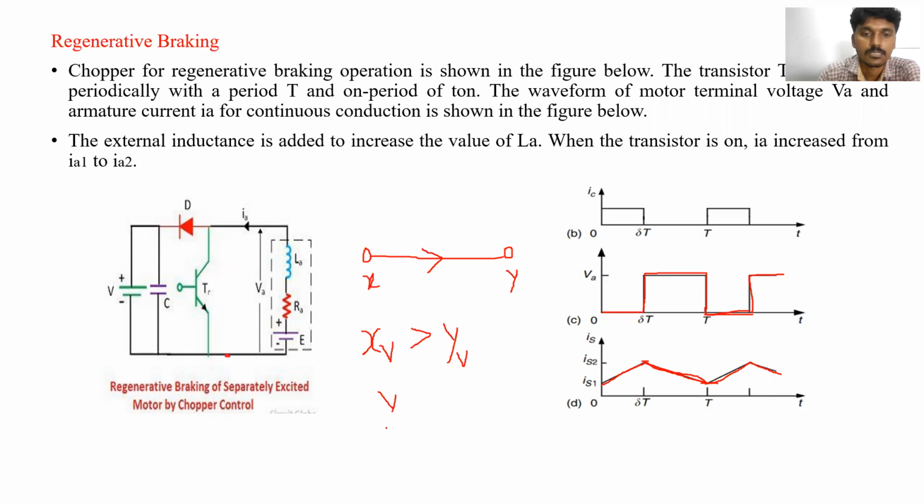In case Y voltage is greater than X voltage, how is the current flowing? Y to X.